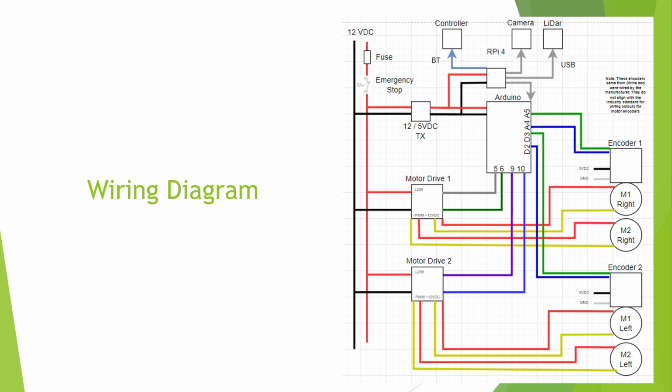Everything else you can sort of see. I guess it's self-explanatory to some extent. The controller is communicating over Bluetooth, so the BT on there is for Bluetooth. There's a Raspberry Pi 4, and the camera and LiDAR are both sitting on USB. The connection between the Raspberry Pi 4 and the Arduino is also USB. It happens over serial, but the physical layer is USB.